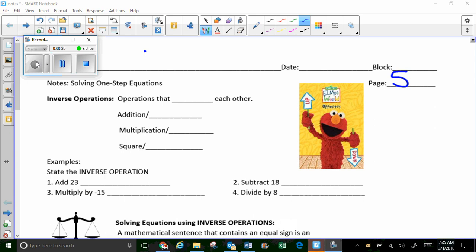So first, in order to solve one-step equations, it's really important that we understand inverse operations. Those are operations that undo each other. So for example, subtraction undoes addition, or they're opposites. Think about Elmo and Sesame Street, teaching you opposites, up versus down, left versus right. The opposite of multiplication is division. The opposite of squaring something is to take the square root.